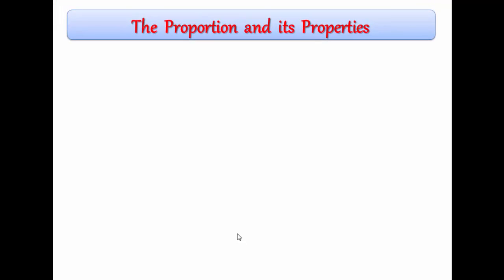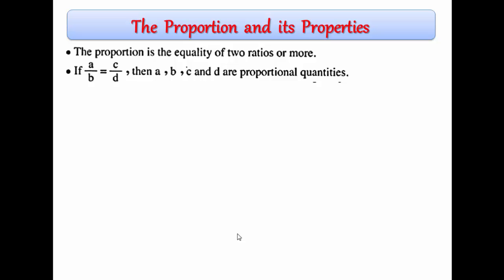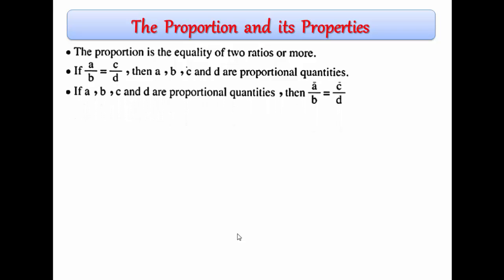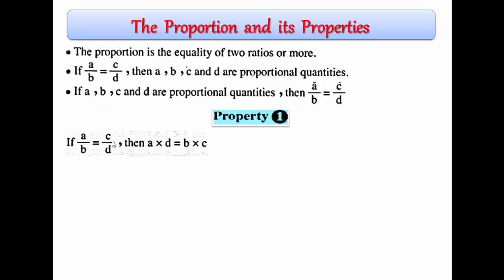The proportion and its properties. The proportion is the equality of two ratios or more. For example, if A over B equals C over D, then A, B, C and D are proportional quantities. If A, B, C and D are proportional quantities, then A over B equals C over D. Property 1. If A over B equals C over D, if we use scissors here, then A multiplied by D equals B multiplied by C.